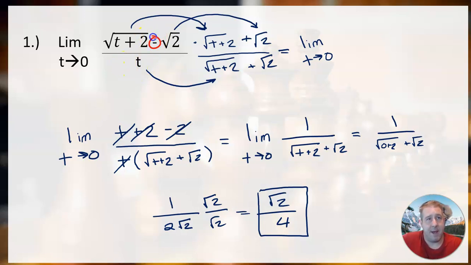Now, if this is a minus, then the conjugate would be a plus. And whatever you multiply the top by, you have to do the same to the bottom. So it's also t times all of this. All of this is like in parentheses. Now, you can see over here, that's basically what I've done.